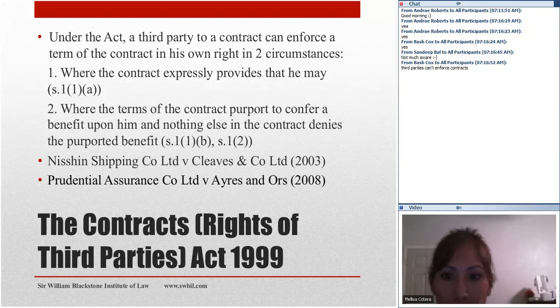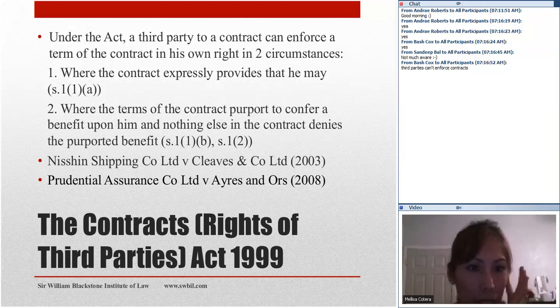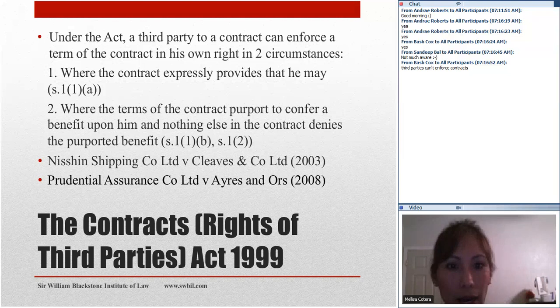To illustrate this, I have mentioned here two cases. In the first case, which is Nisshin Shipping Company Limited versus Cleaves and Company Limited, what happened is that Cleaves was a firm of chartering brokers. Okay, so Cleaves negotiated charter parties between Nisshin Shipping, the ship owner, and various charterers.